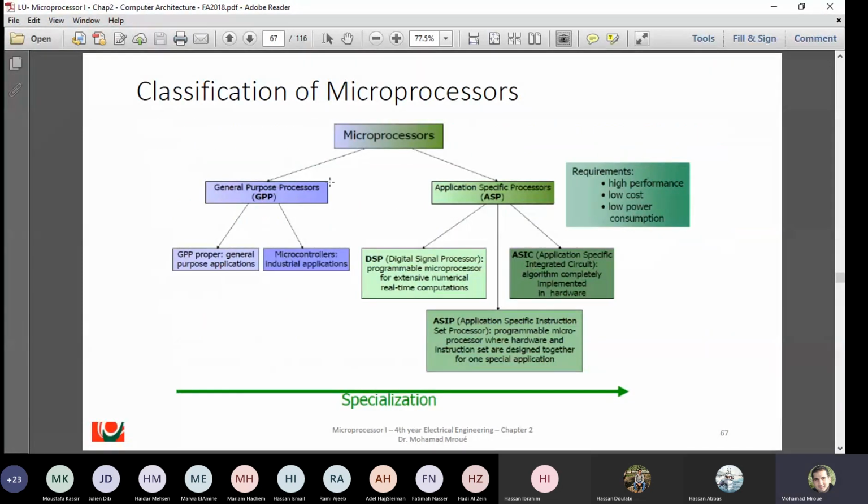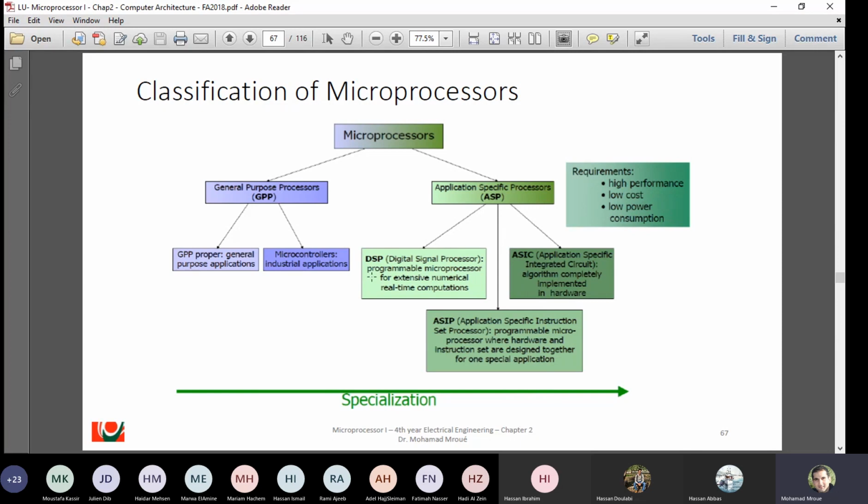So from one side we have the GPPs, the general purpose processors for general purpose applications and industrial applications like microcontrollers. On the other side we have application specific processors. In this case, the processor is optimized for a particular set of applications or tasks, to achieve high performance, low cost and low power consumption.